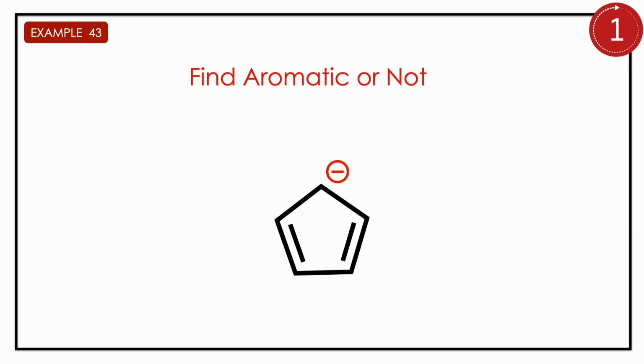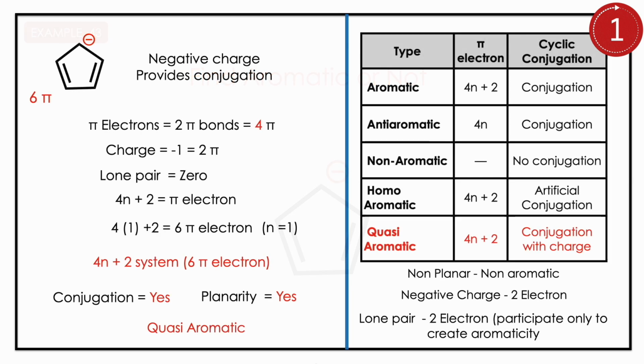Then the next example, here you have cyclopentadienyl anion. You should find whether the compound is aromatic or not. Here you have negative charge. Negative charge can help for the delocalization as well as conjugation. So let us analyze the possibility. It has 2 pi bonds, so 4 pi, and charge is -1, so 2 pi. Lone pair is not there, so 0. So totally 6 pi electrons, which is 4n plus 2 system where n equals 1. Conjugation definitely there. Planarity also there. So 4n plus 2 conjugated planar, and it is charged, so it's quasi-aromatic, and you may also consider it as aromatic.